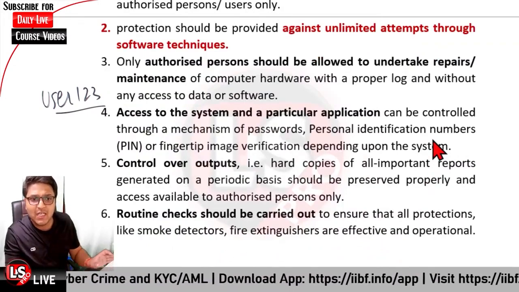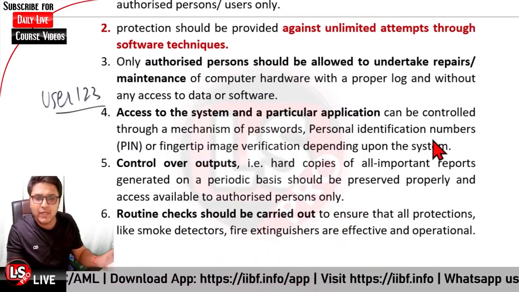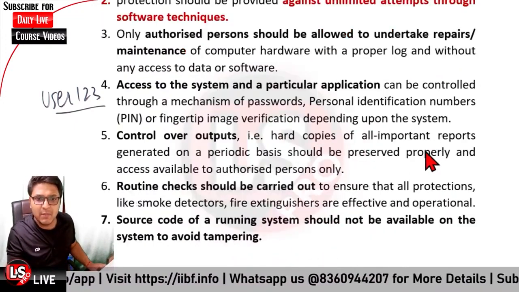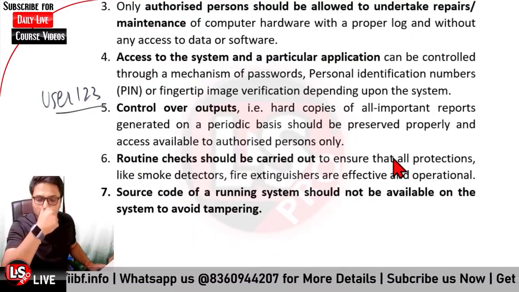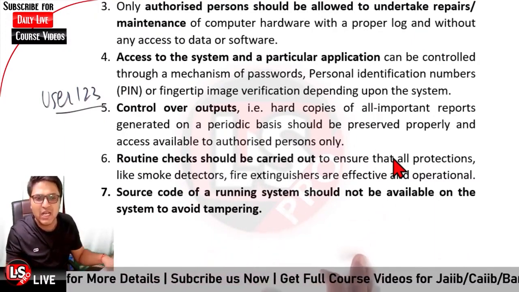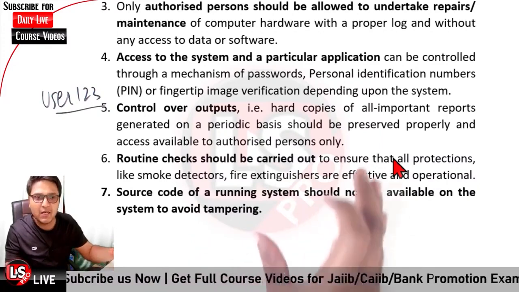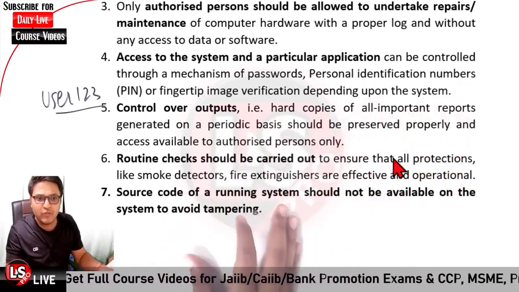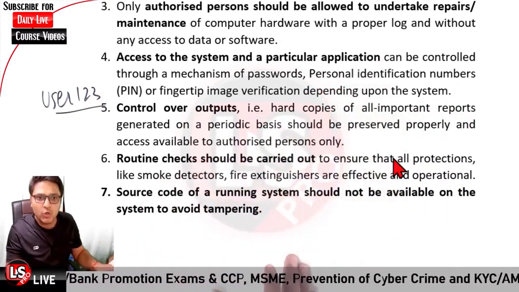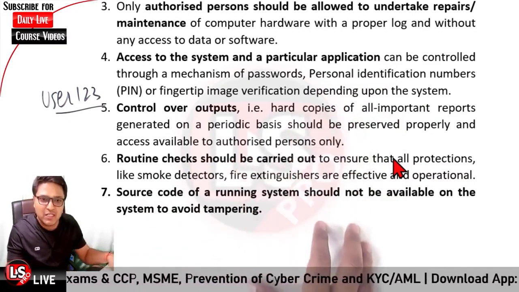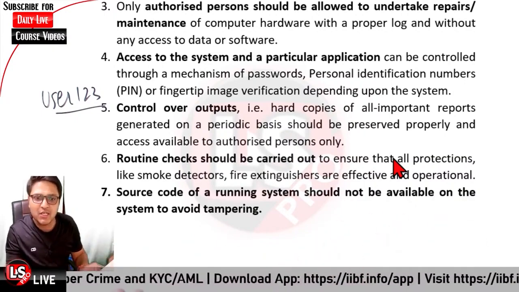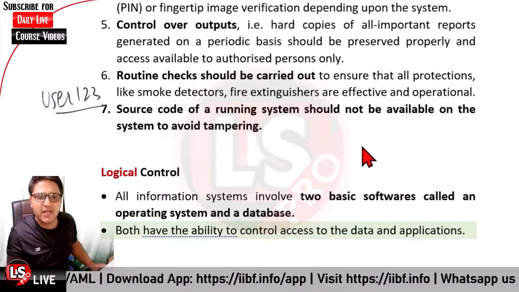And further, there should be routine checks so that we could verify, we could validate that all the protections are available and working very fine. And further, source code of running system should not be available on the system itself so as to avoid tampering. What is source code? Whenever we are running an application, there is basically a graphical user interface which you can see, and there is some backend code which is available due to which the graphical user interface works. Okay, so the graphical user interface is available to the user itself, but the source code should not be available to the user itself, because if the source code is available, then alteration can be made to it.